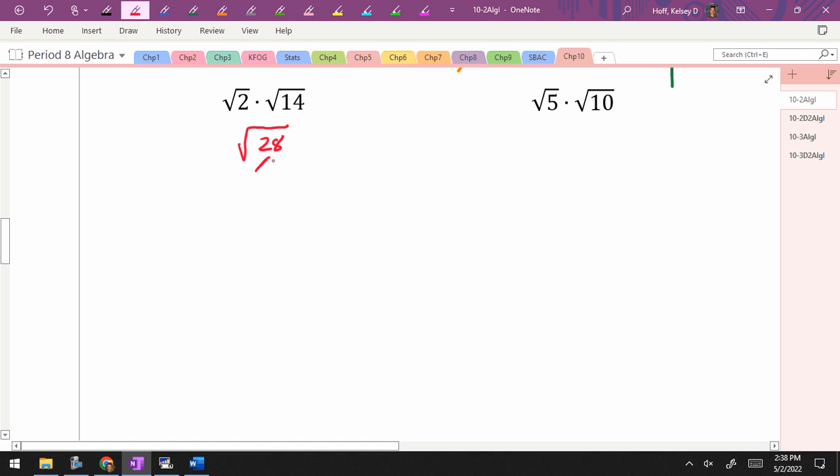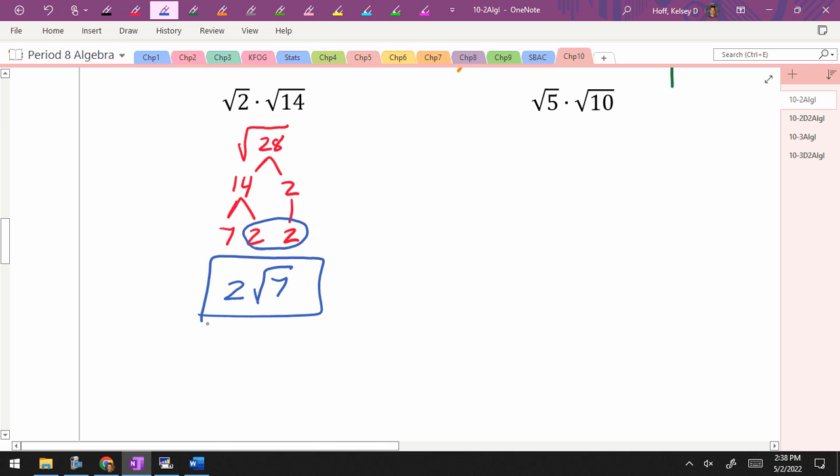14 and 2, right? And 14 breaks down to be 7 and 2. Do you have a pair? A pair of 2's. Write it down one time. It goes out front. 7 doesn't have a buddy.